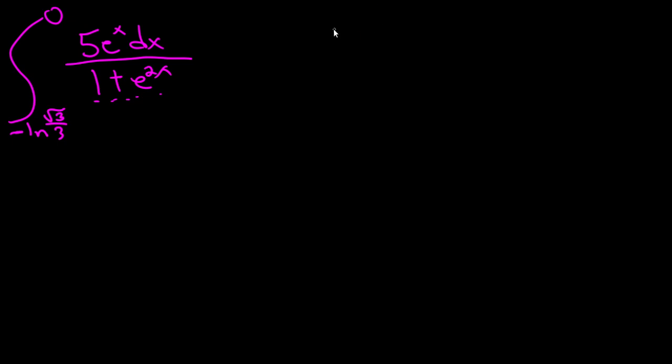So I'm going to play with the idea. I'm going to use as a substitution u equals e to the x. And thus du will be e to the x dx. And this lets us rewrite this in a very neat way.